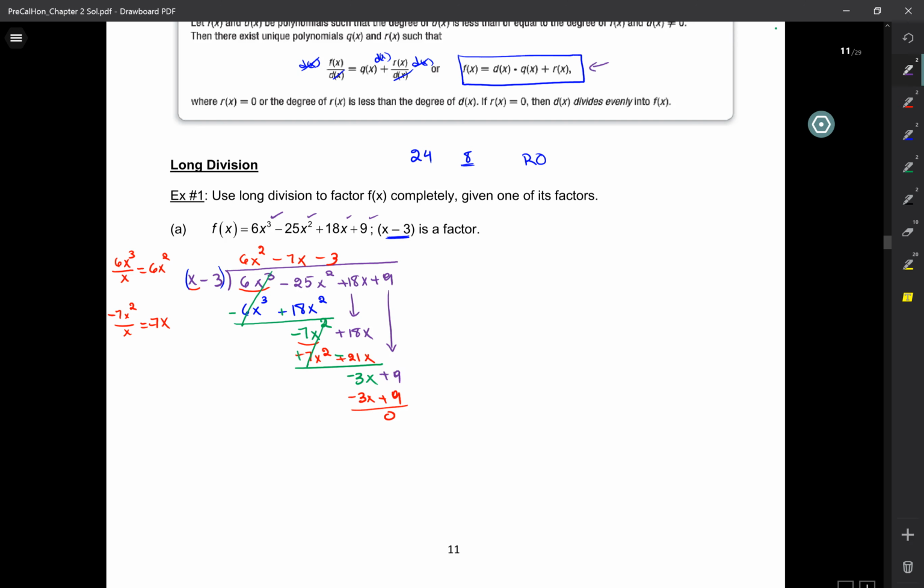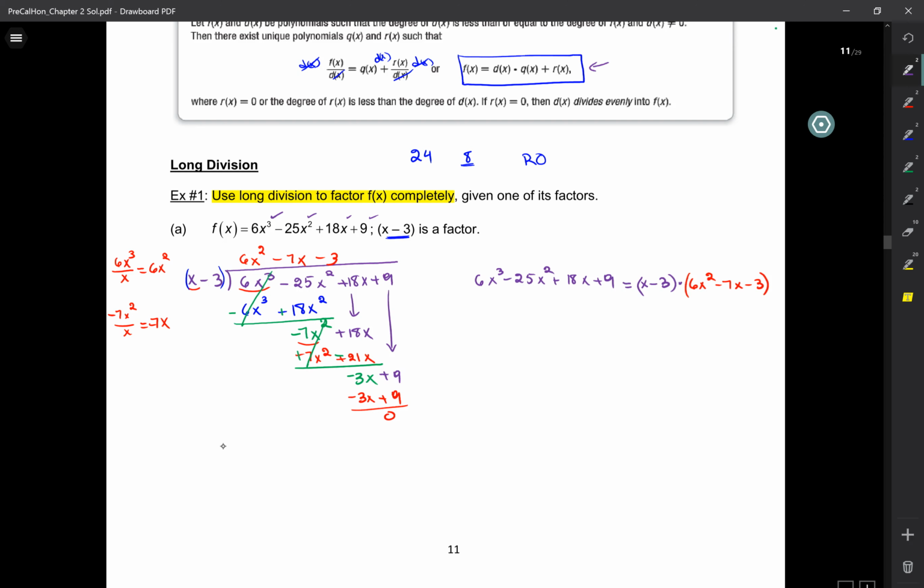Let's write it in this format. f of x, which is 6x cubed minus 25x squared plus 18x plus 9. Now, of course, we don't have to write that all the time. We could just write f of x. I'm doing it for the first time. So f of x is equal to d of x, that's the first factor that we divided with, x minus 3, times the quotient plus the remainder, and in this case it is 0. All right, so that's my answer. Now, let's go back to the problem, and it says use long division to factor f of x completely, given that this is a factor.